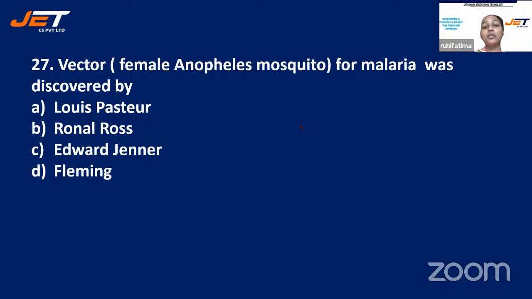Vector, female Anopheles mosquito for malaria was discovered by whom? Louis Pasteur, Ronald Ross, Edward Jenner, or Fleming? For malaria, Anopheles mosquito. This is a vector and it was discovered by whom? The correct answer for this question is Ronald Ross. All right, students.